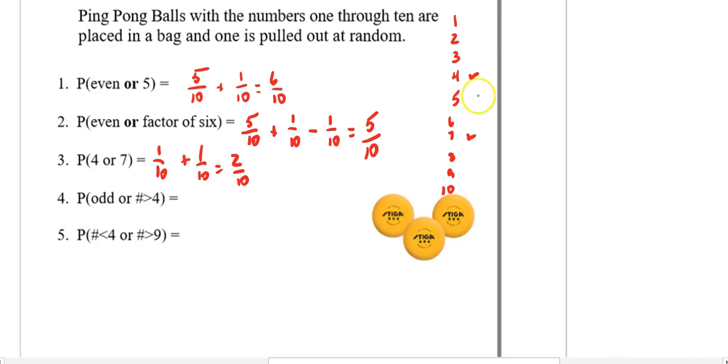Odd or a number greater than 4. So odd numbers would be 1, 3, 5, 7, 9. So there's 1, 2, 3, 4, 5 of those, 5/10.